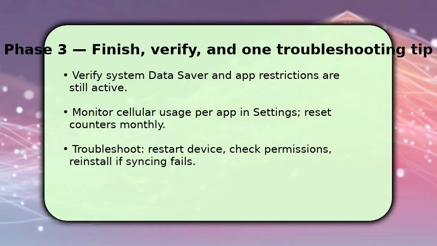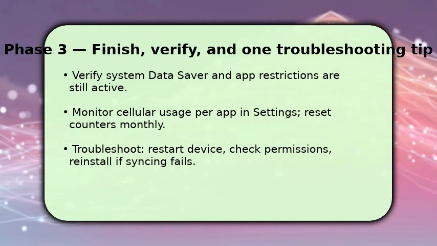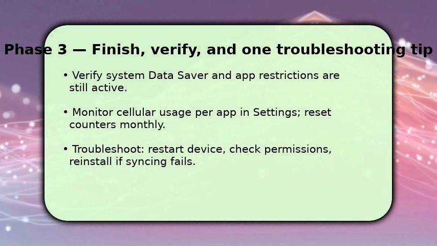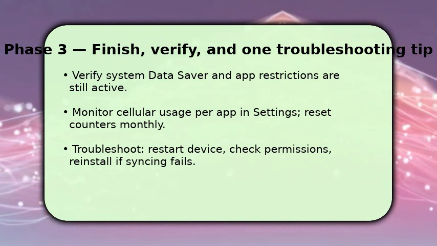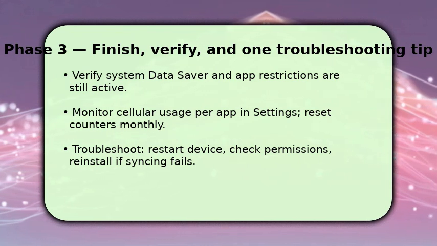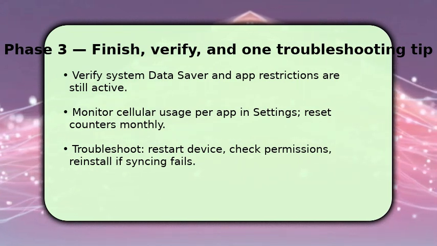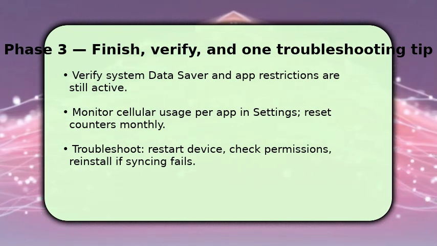to track progress. If something goes wrong, messages not syncing or media failing, you should restart the phone, make sure WhatsApp has required permissions, and if needed, reinstall the app after backing up on Wi-Fi. This solves most edge cases quickly.